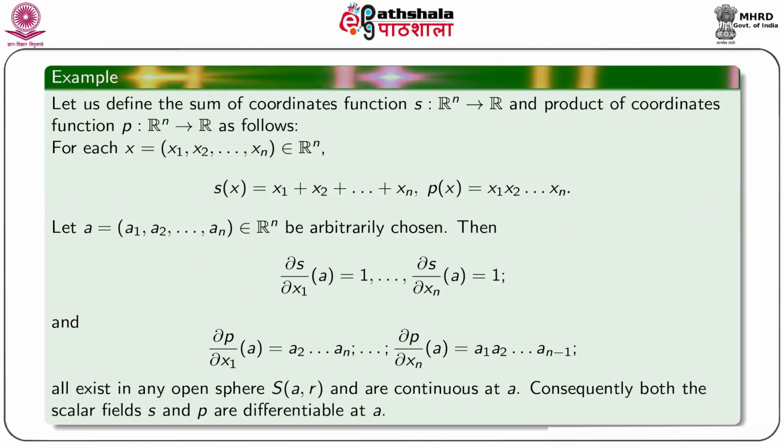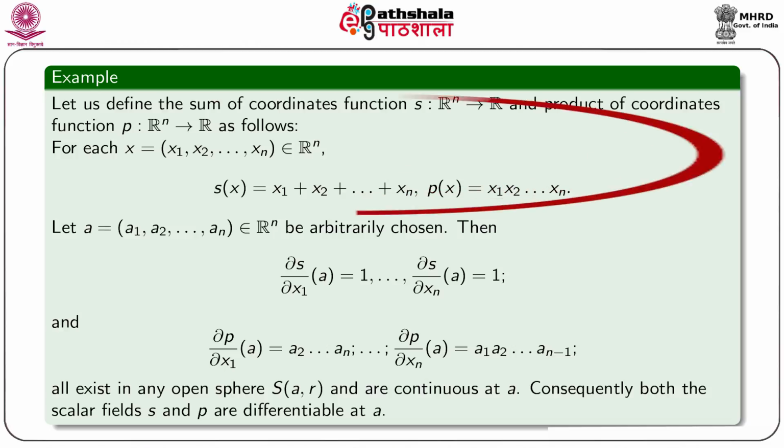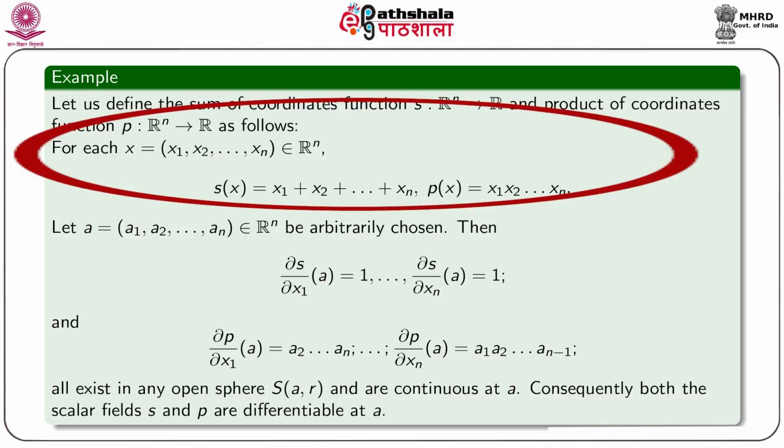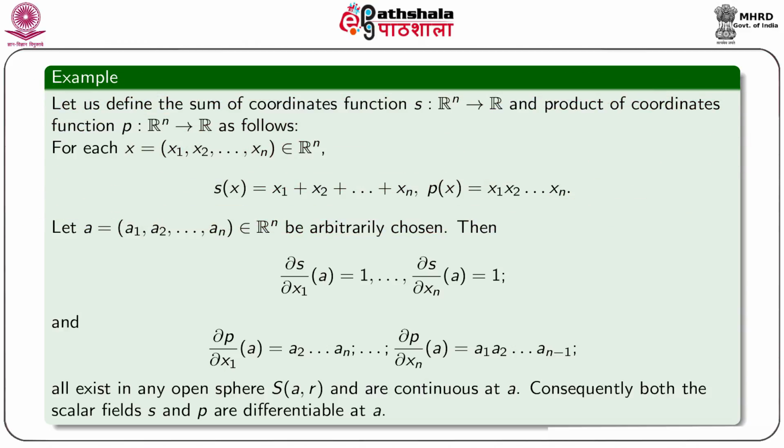Another example. Let us define the sum of coordinate functions s from R n to R and the product of coordinate functions p from R n to R as follows. We take any point x equal to x1 up to xn in R n. So, the sum function S x will be x1 plus x2 plus up to xn, and P x will give us the product of all the components of the vector x, that is x1 into x2 up to xn.